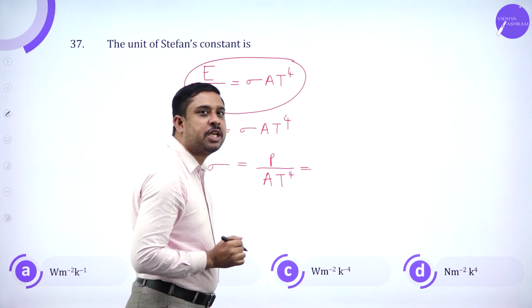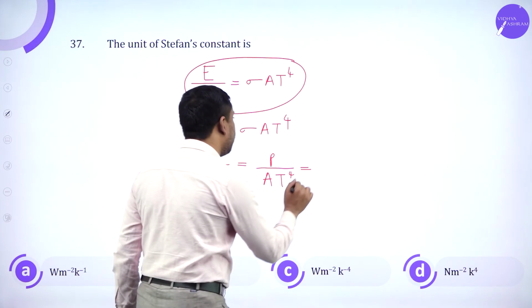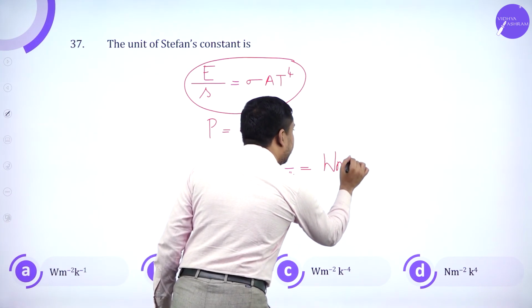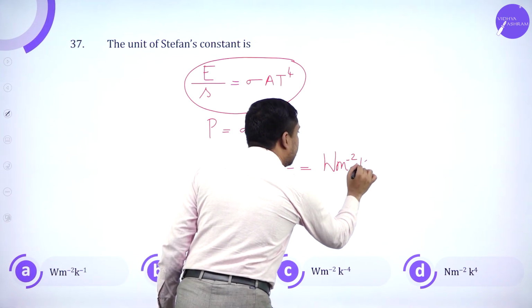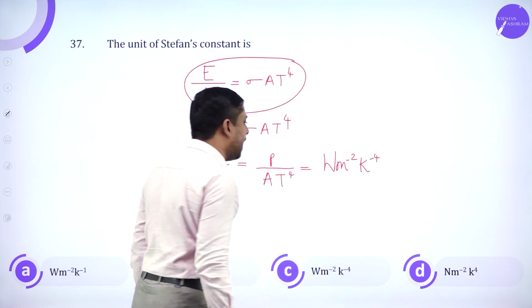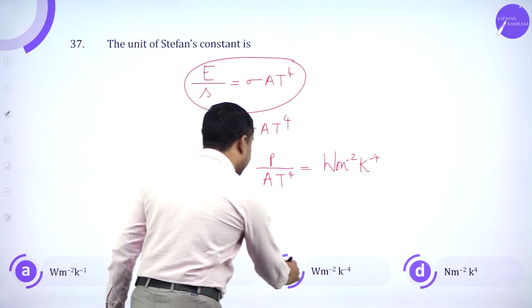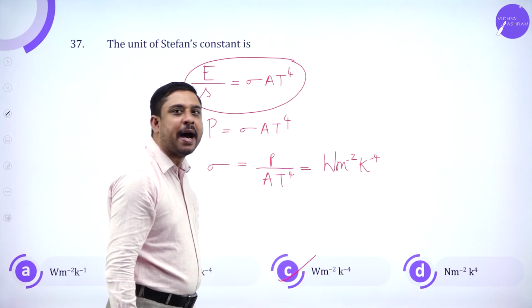What is the unit for power? Watt. Area, meter minus 2. Temperature, Kelvin minus 4. So watt meter minus 2 Kelvin minus 4.